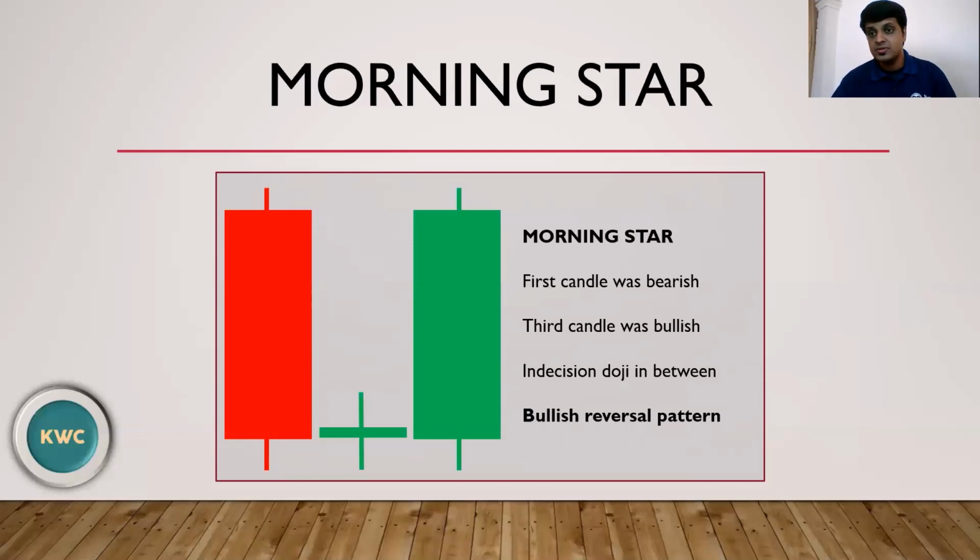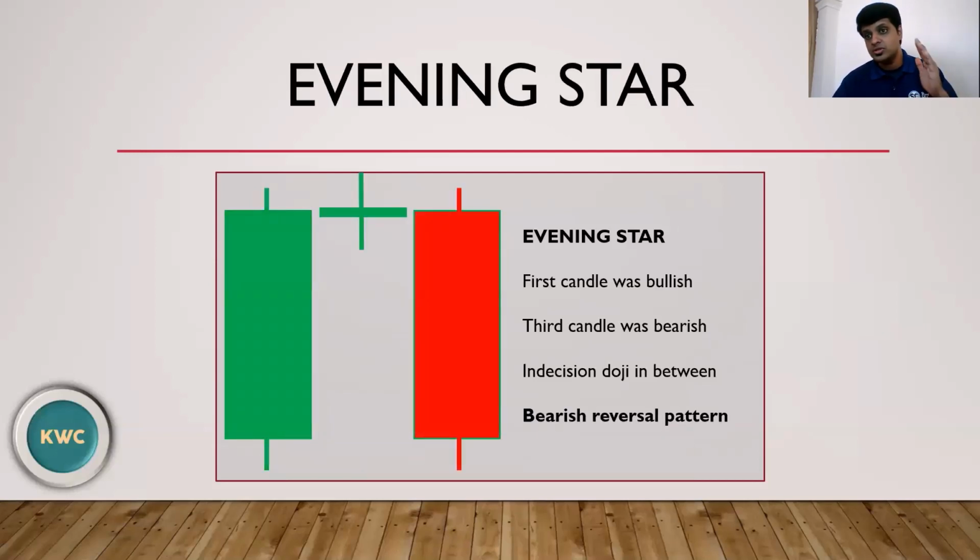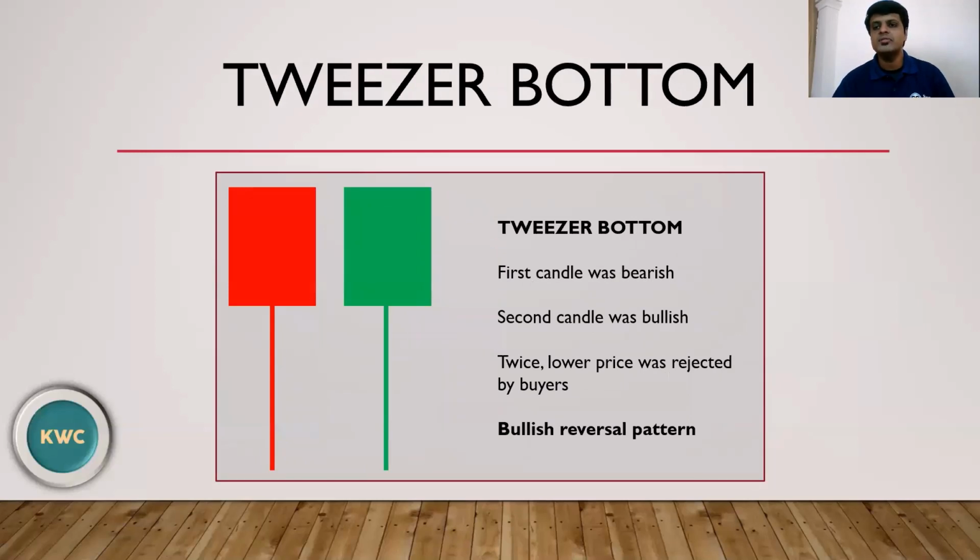There is the opposite of this, which is the evening star, where you have a bullish trend turning into a bearish trend. Again, you see a bunch of green candles followed by an indecision candle. It can be green or red, and then you have the next red candle, probably ending up in a bearish pattern. Then we have something called the tweezer bottom and the tweezer top.